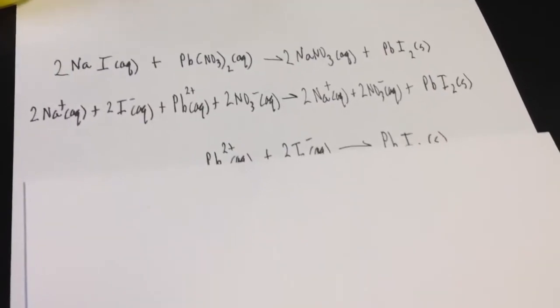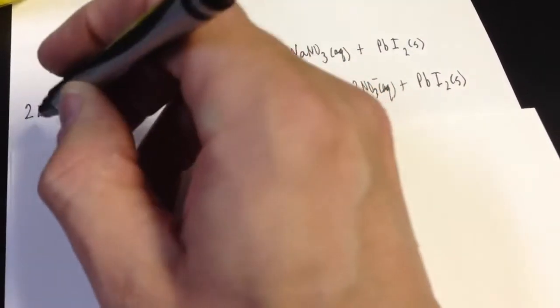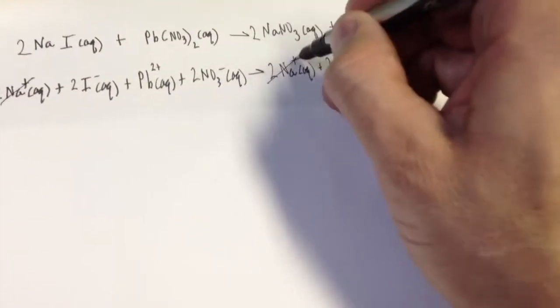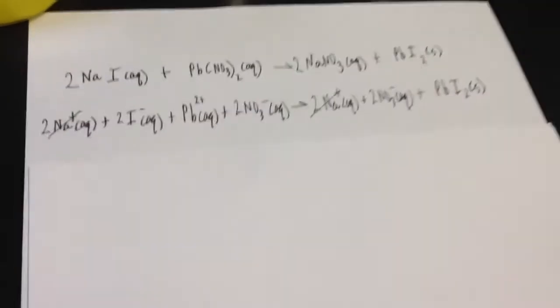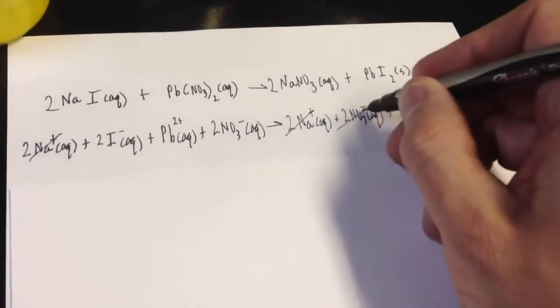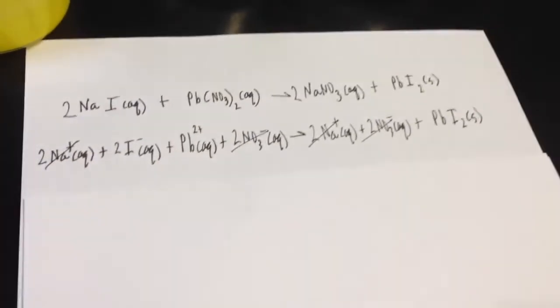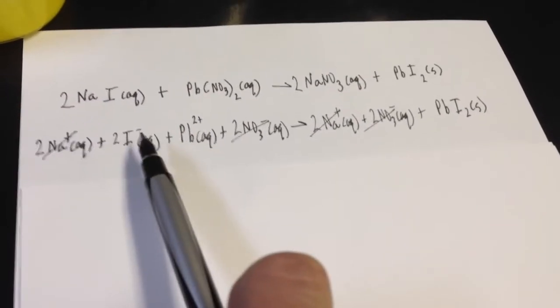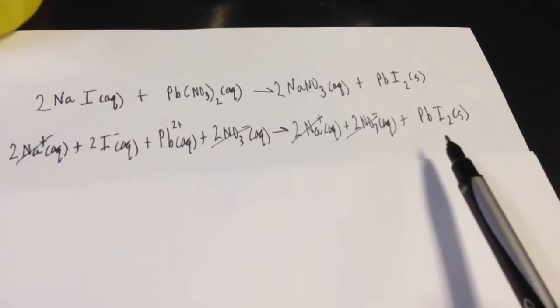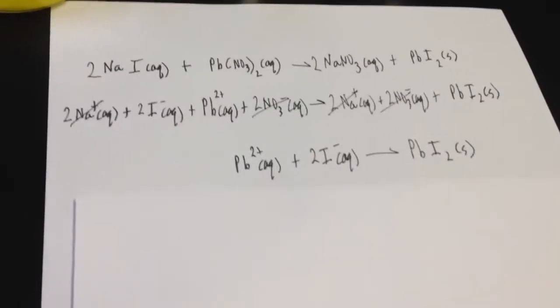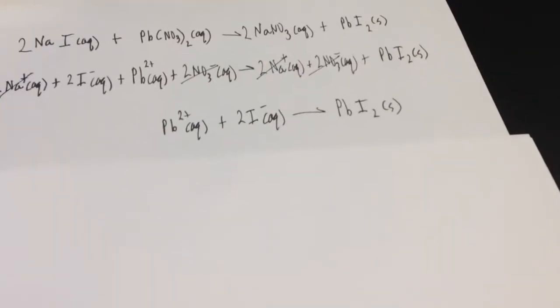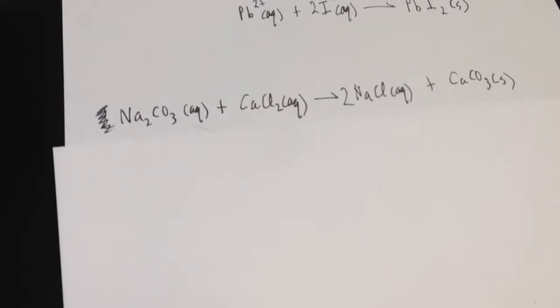I'm going to cross off the spectators for you real quick, and we'll have what we call a net ionic. So I have 2 sodiums on both sides, so they're gone. And what are the other spectators? Do you guys see them? That's right, the 2 nitrates, they're gone. So we have the lead ions and the iodide ions remaining, along with PbI2 solid. And so we call whatever's left the net ionic. Do you like that? I'll do another one real quick for you.